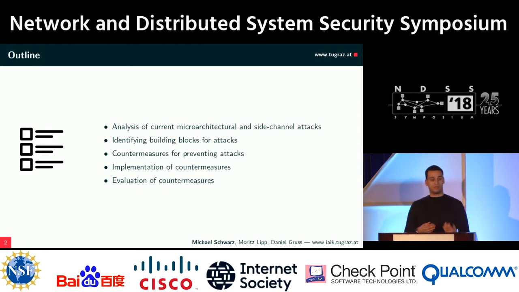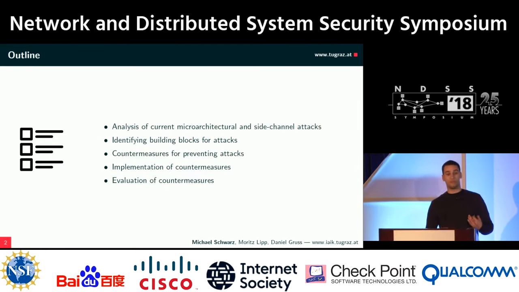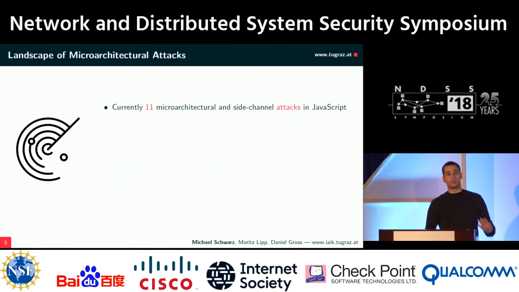And after we've identified the building blocks, we can actually start to design countermeasures for preventing attacks in JavaScript, implement the countermeasures and, of course, evaluate how they work and if they actually work. So first of all, we look at the landscape of microarchitectural attacks. There are currently 11 published microarchitectural and side-channel attacks in JavaScript.